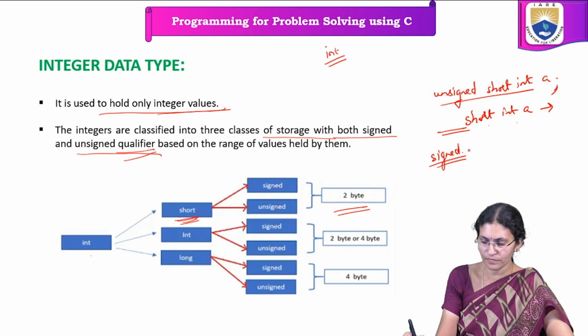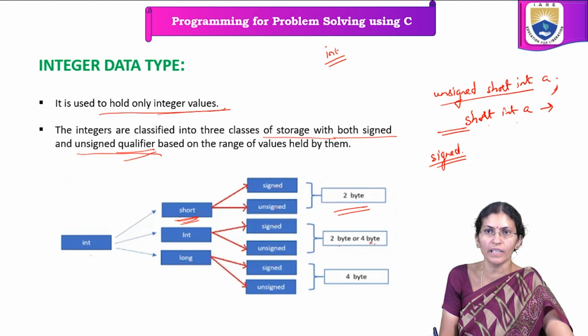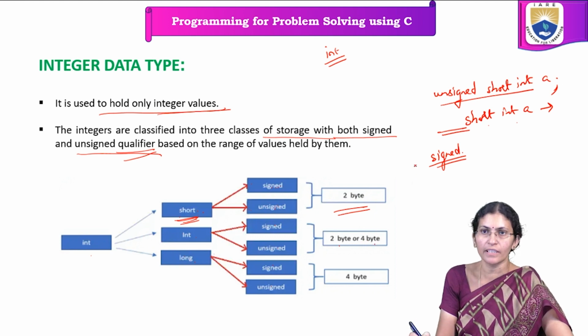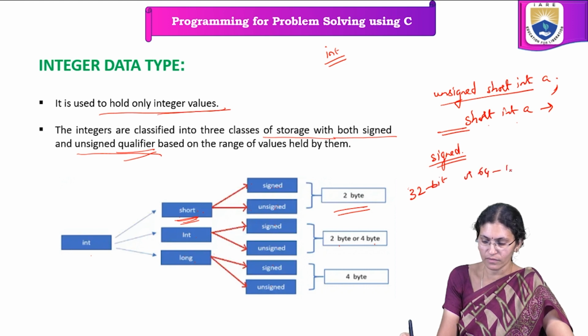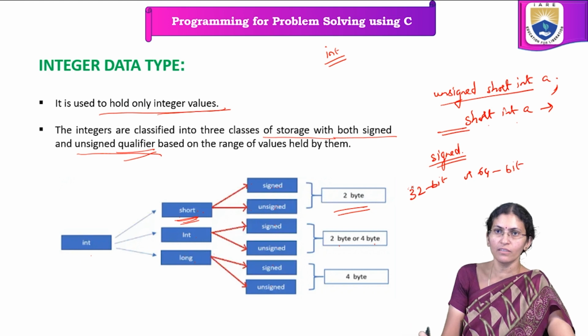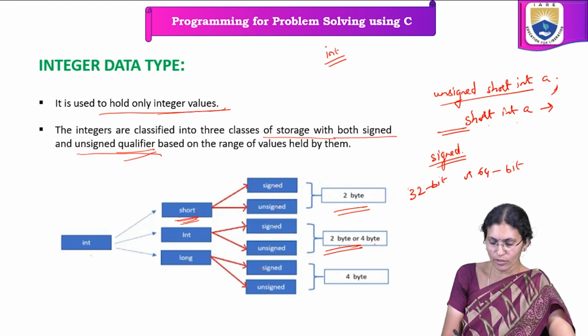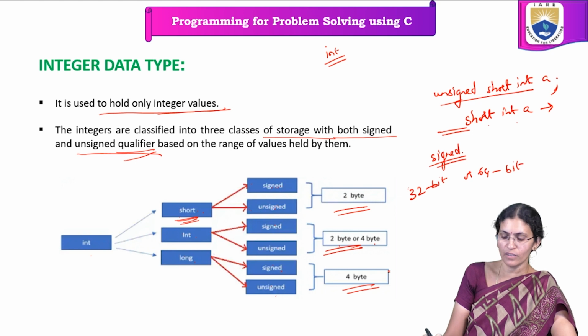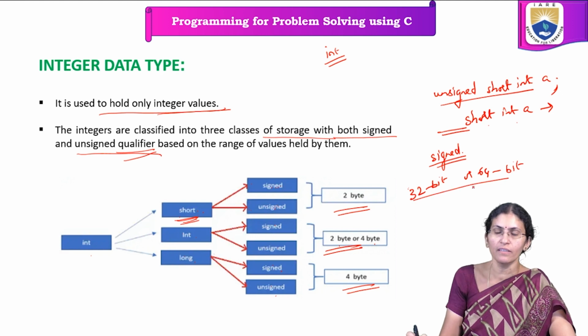Now for integer, the memory requirement can be 2 bytes or 4 bytes. That depends upon the machine or the architecture of the computer. The machine can be 32-bit, 64-bit, or 16-bit. Depending upon that, the integer data type requires 2 bytes or 4 bytes of memory. Next, long int, signed long int and unsigned long int, for this we require 4 bytes. How much memory is required depends upon the architecture of the machine, as you can see.